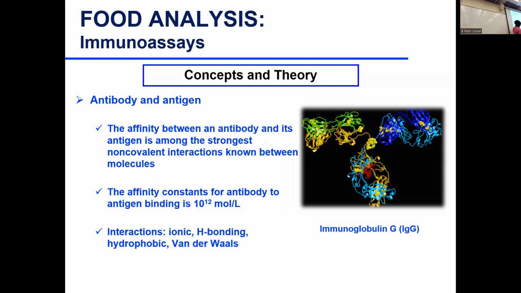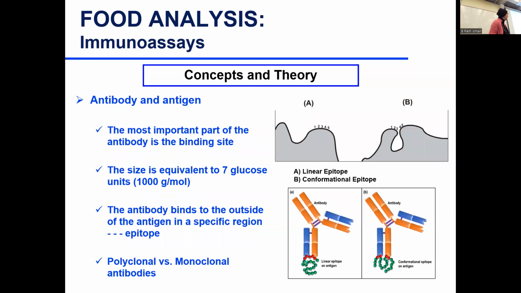They have very high affinity. The antibodies have very high affinity to the antigen with a very high affinity constant. So this is kind of a real structure of an immunoglobulin. So you see that yellow here is one peptide, the light blue is another one, the dark blue and the green are those light chain peptides. So the epitope is the region where it binds to the antibody.